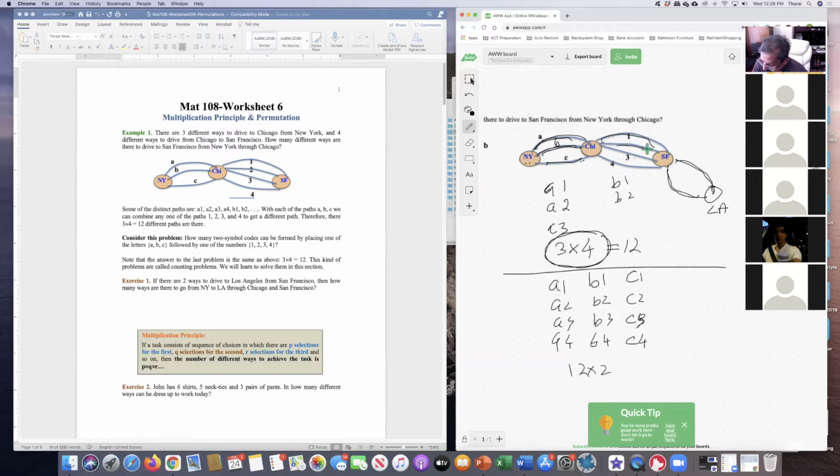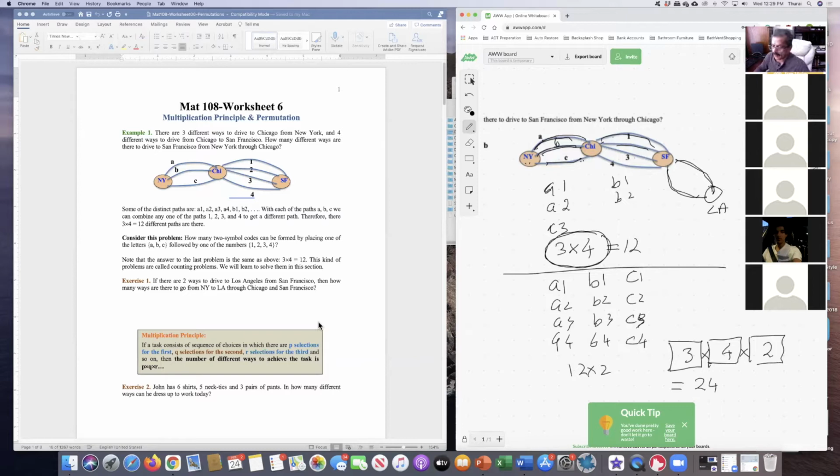So basically it's like this. There are 3 things going on. So you need to make 3 boxes. And then you say, okay, how many ways are there to do the first part? 3 ways. How many ways are there to do the second part? 4 ways. How many ways for the third part? 2 ways. Multiply them. That'll give you the number of ways of doing the whole thing, the whole path. That's 24 in this case. So that's called the multiplication principle.